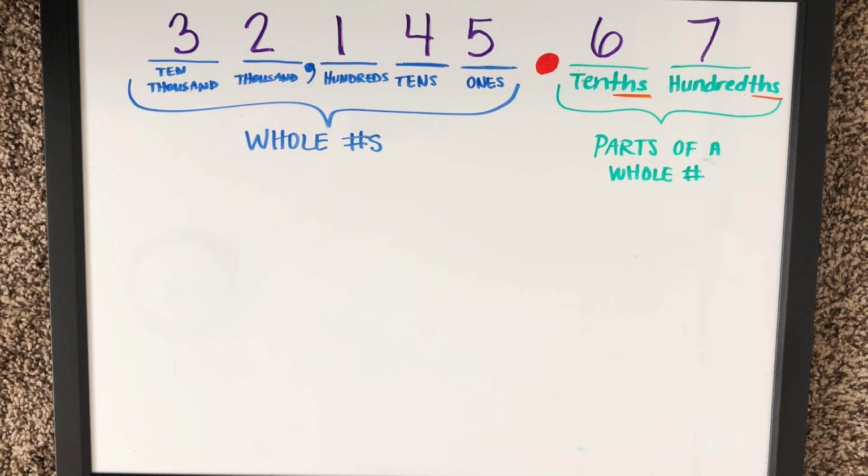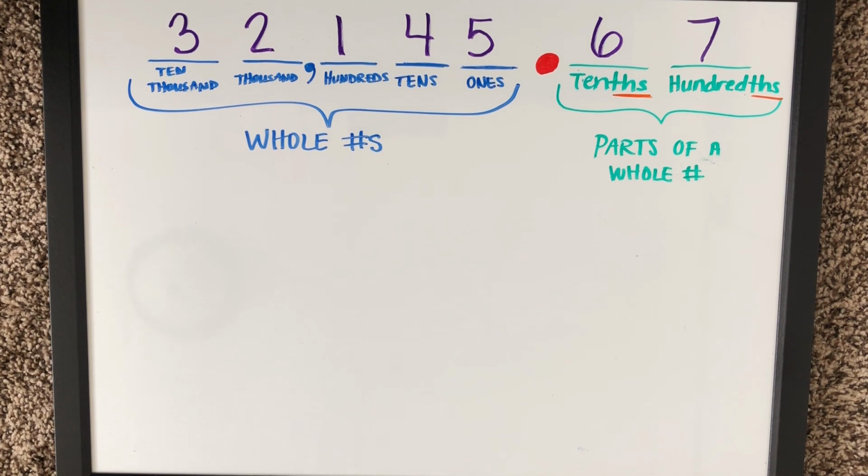This is Mrs. Mowers. I am here today to remind you of how we compare decimal numbers. There are two very important things when we are comparing decimals. The first thing that we need to remember is our place value positions. Before we begin, I want to review our place value positions.